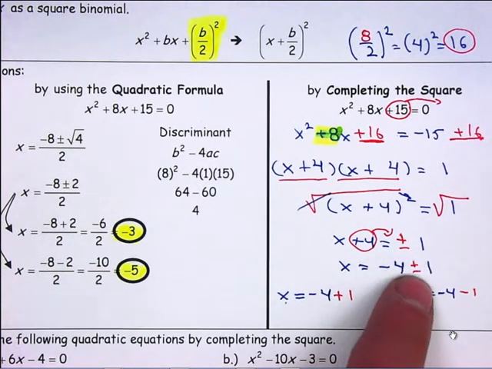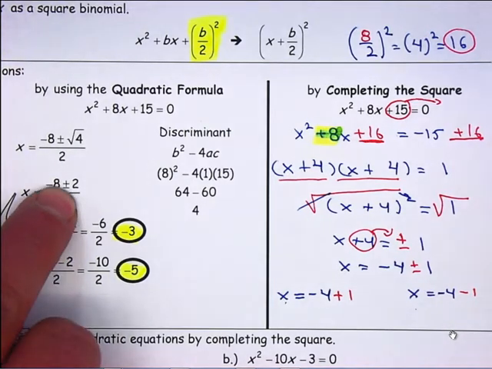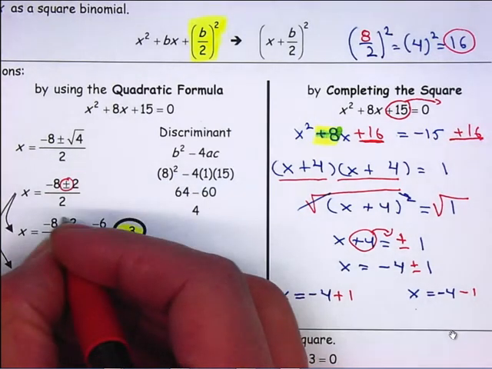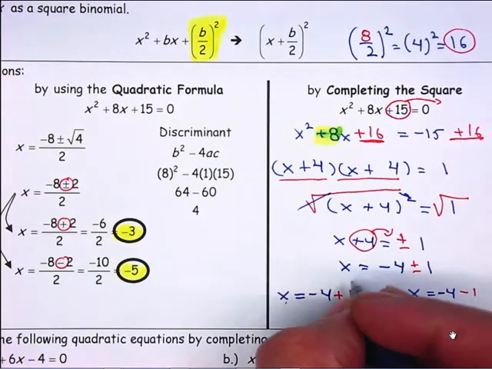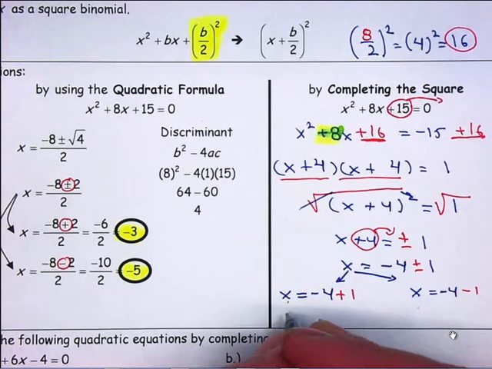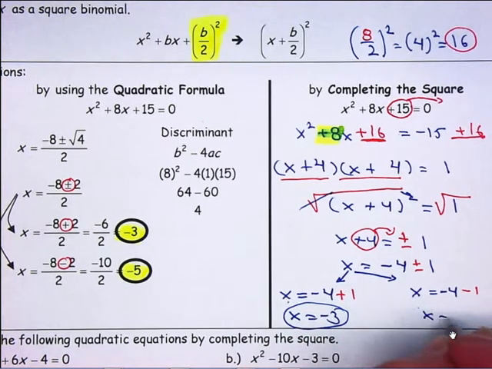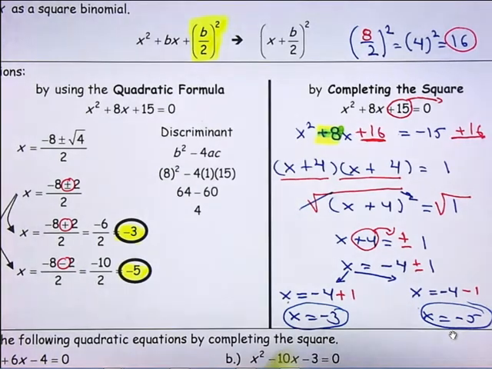So we end up with plus or minus, one with the positive, one with the negative. Same thing that we did right here. When we had the plus or minus, we had one with the plus and one with the minus. So in this case, we have two solutions, one with the plus, one with the minus. X is equal to negative 3, x is equal to negative 5. So notice that we end up with the same solution.